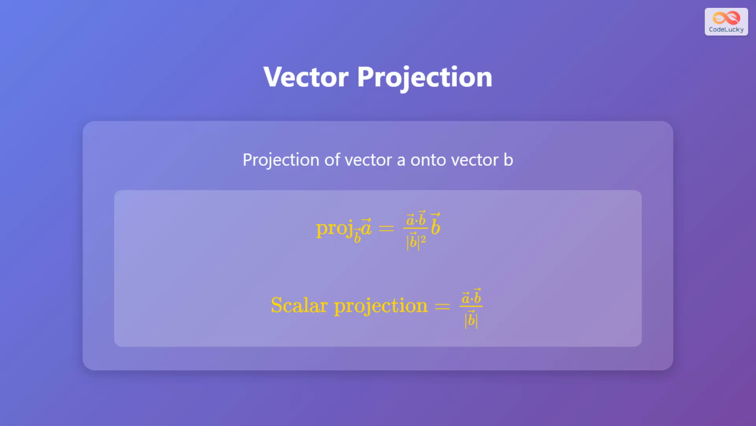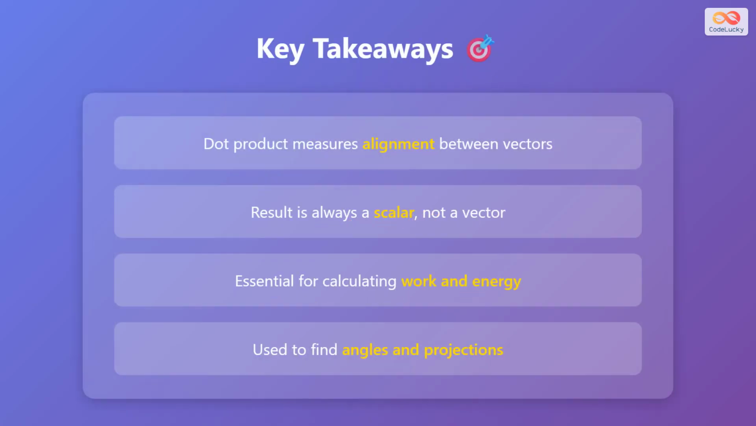Let's summarize the key concepts. First, the dot product measures the alignment between vectors, telling us how much they point in the same direction. Second, the result is always a scalar, which is a single number, not another vector. Third, the dot product is essential for calculating work and energy in physics. Finally, it's used to find angles between vectors and to compute projections. Understanding the dot product is fundamental to mastering vector mathematics and its applications.